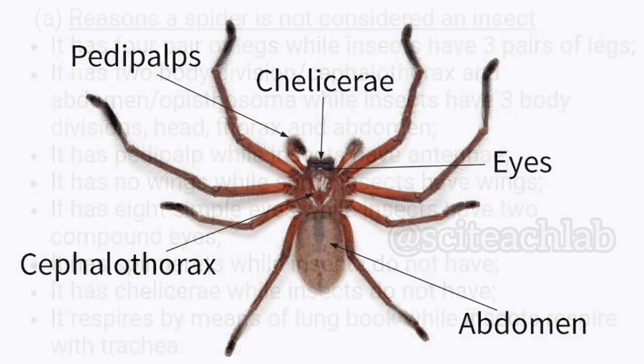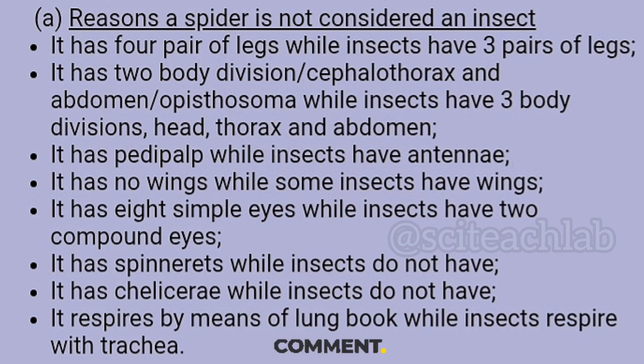So the question comes: what are the reasons a spider is not considered an insect? The answer would be: it has 4 pairs of legs, while insects have 3 pairs of legs. It has 2 body divisions, that's the cephalothorax and the abdomen, the opisthosoma, while insects have 3 body divisions: the head, the thorax, and the abdomen. That's why spider is not considered an insect.